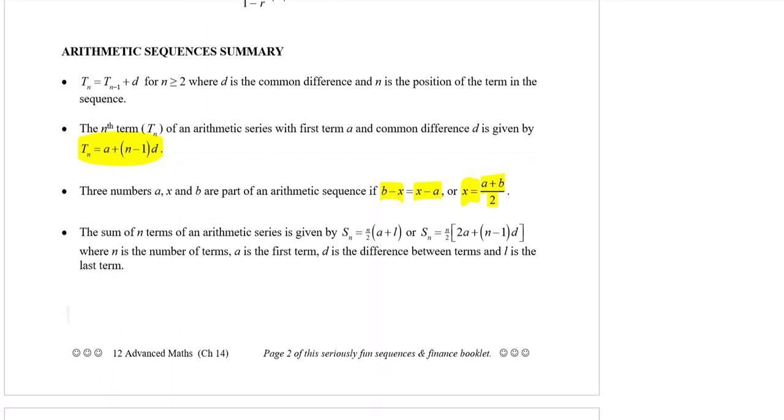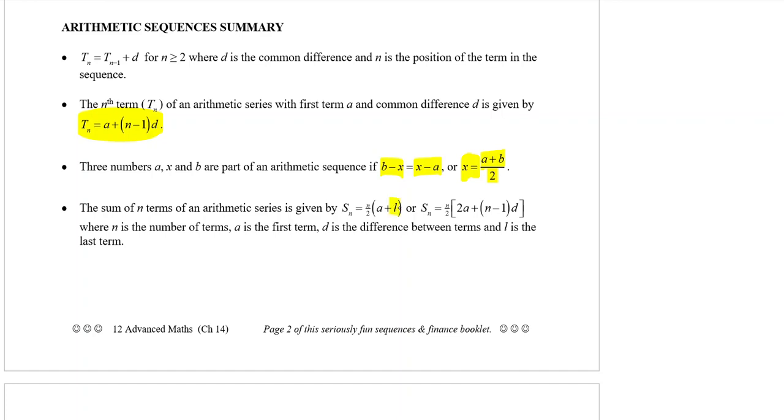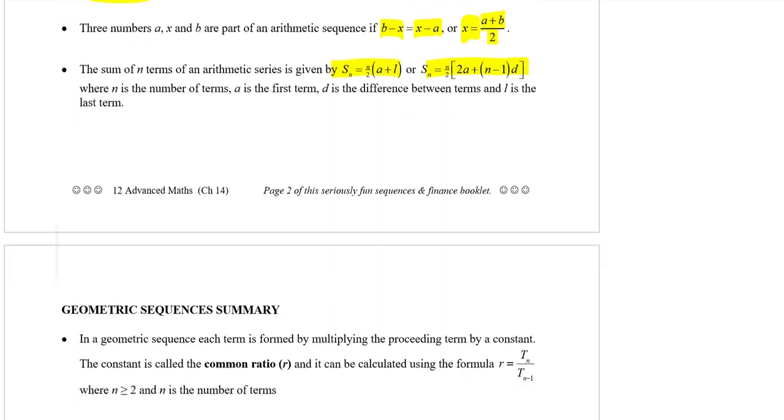The sum of an arithmetic series can be found with either of these two formulas here. The first one can only be used if you're given L, which is the last term, or if you don't know that, you'd be using the second one.